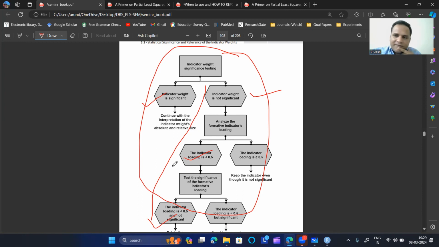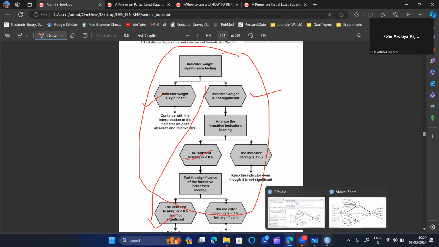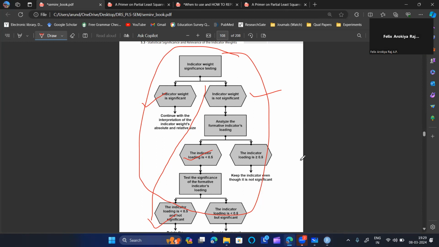Now you can ask doubt. Sir, suppose the weight is not significant, we are checking for loading, and if the loading is greater than 0.5, we keep it. And if it is less than 0.5, then we check the confidence interval. If zero is not there, again we are going to retain it even if it is less than 0.5. I mean to say you have to be very choosy and very particular, because you can't certainly delete an item from a formative construct, as ultimately the construct validity will be affected.